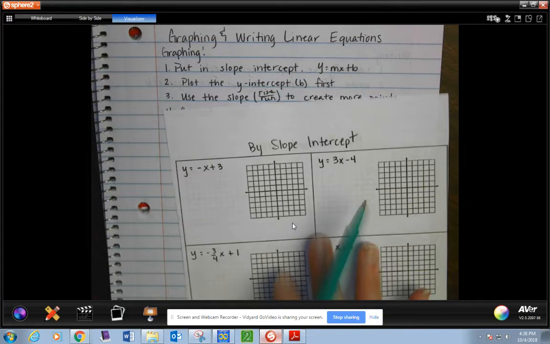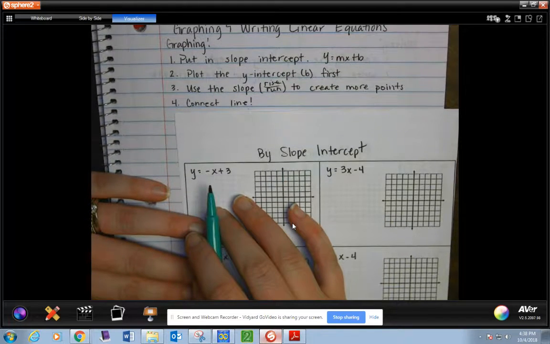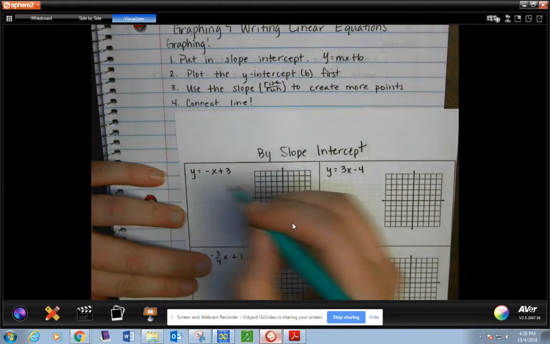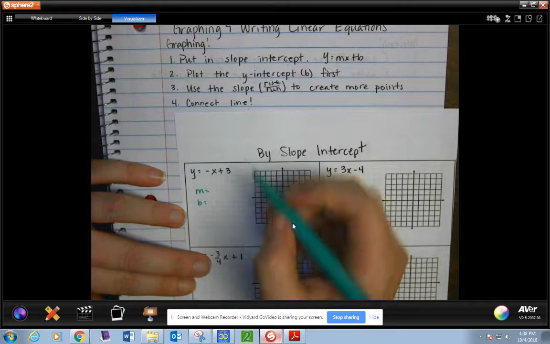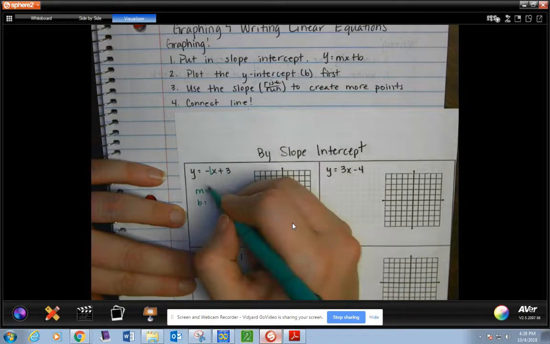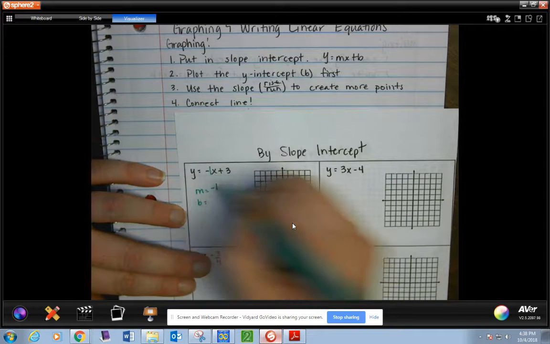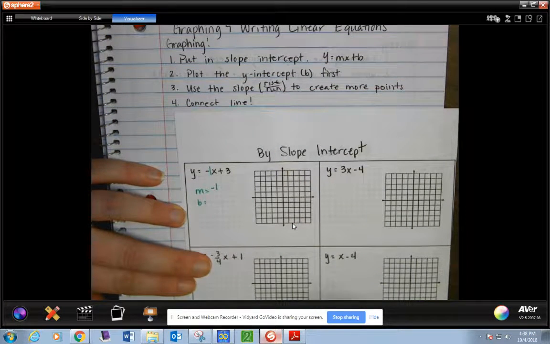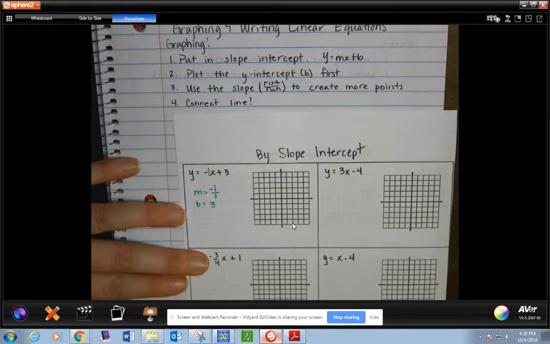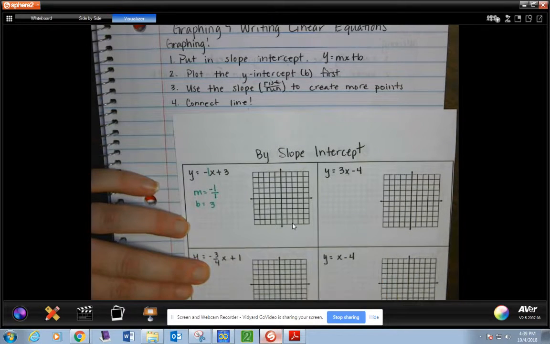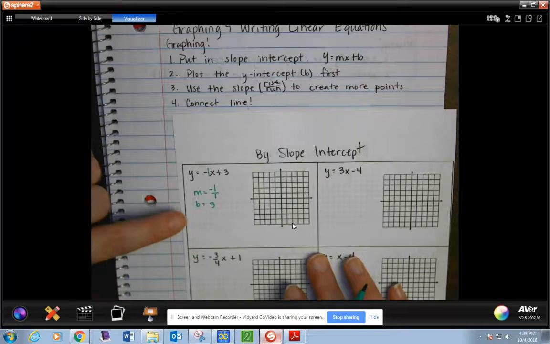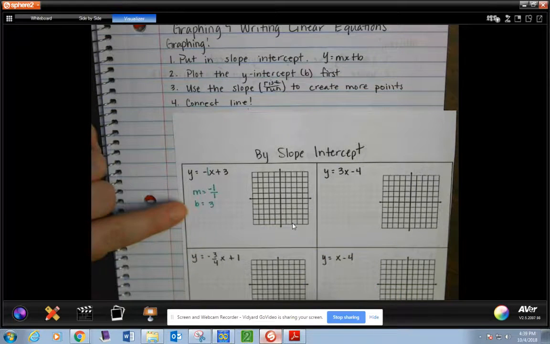So if you look, your very first problem, it is y equals negative x plus 3. So you got to find m and you got to find b. Well, m is the number in front of x. So m is negative 1. But when I'm doing slope, I like to have a fraction, so I put it over 1. B is 3. Remember, anytime you create a fraction, as long as you're just putting it over 1, it doesn't change the value.